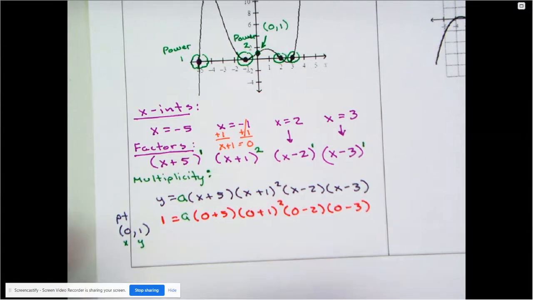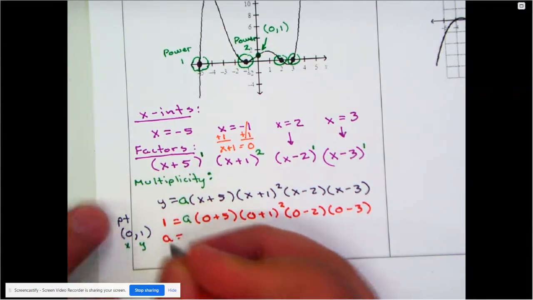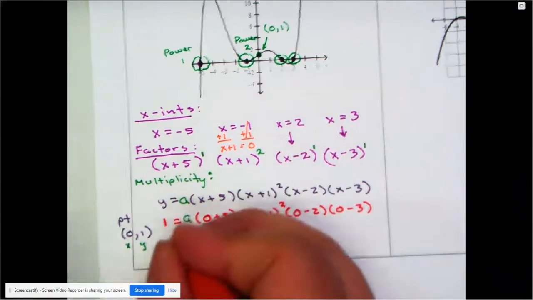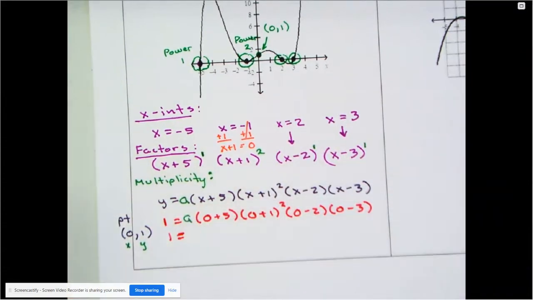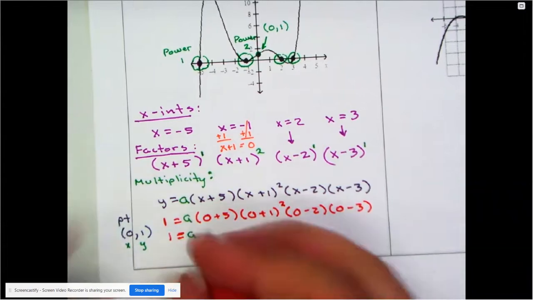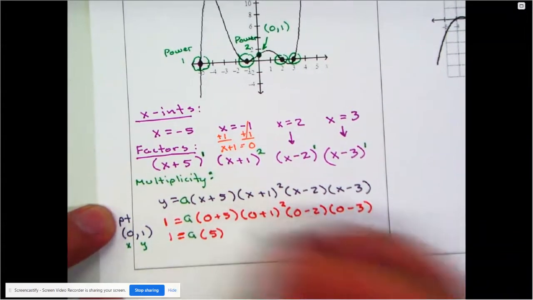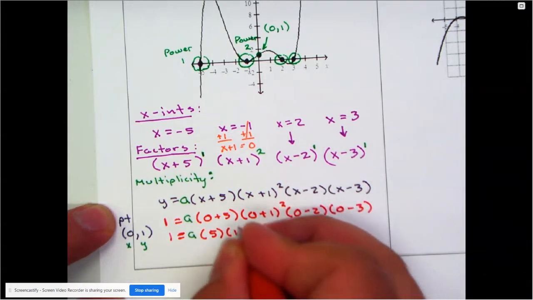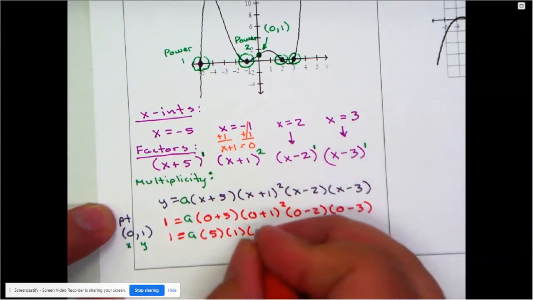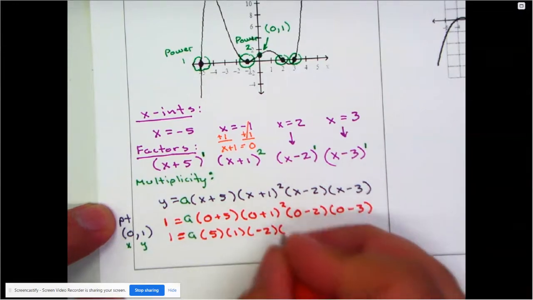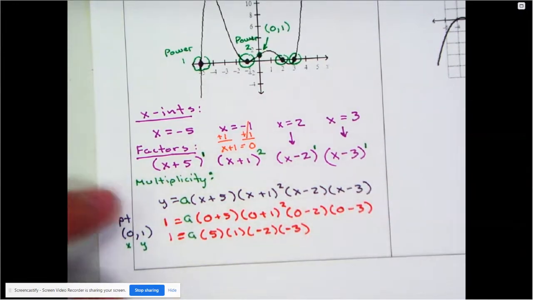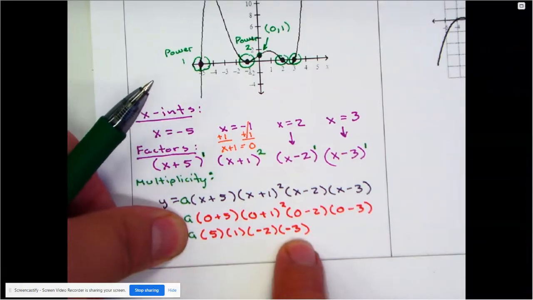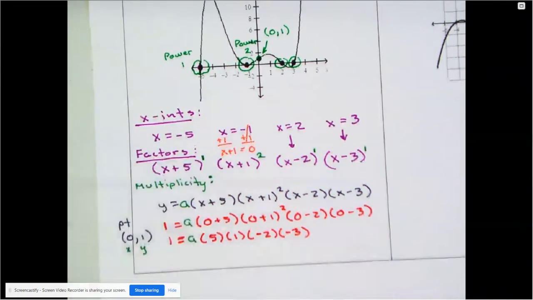All right, well, let's see what we have here. 1 is equal to, there goes the a. Let's see, this is just a 5. 0 plus 1 is 1, but squared, well, it's still a 1. 0 minus 2, so -2, and -3. Remember, I am multiplying all 5 of these right here together. And when I multiply all 5, remember I'm going to have an a in it, of course.